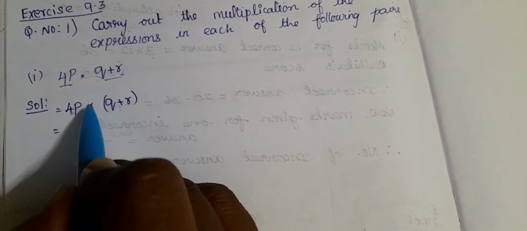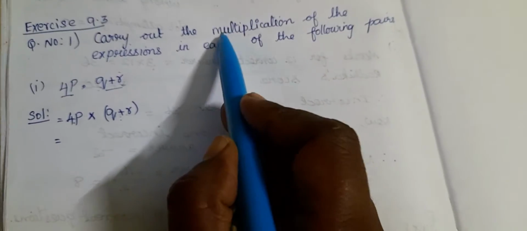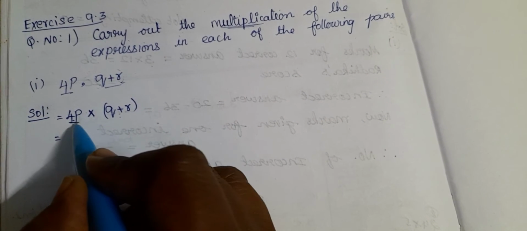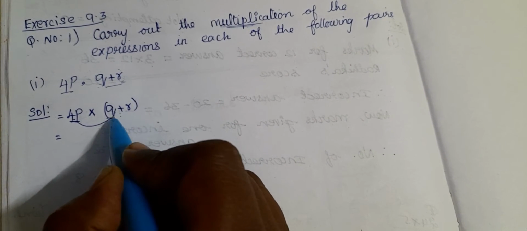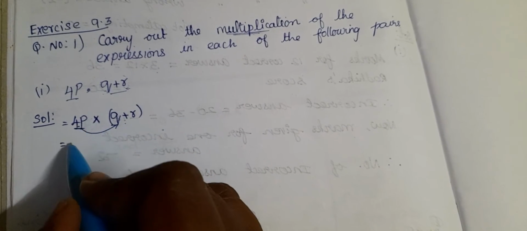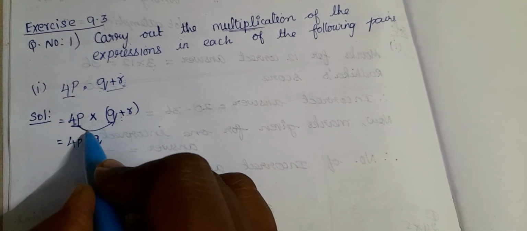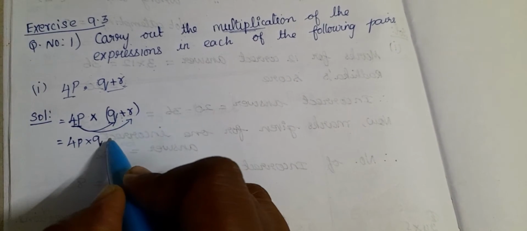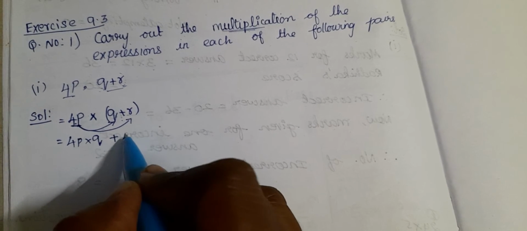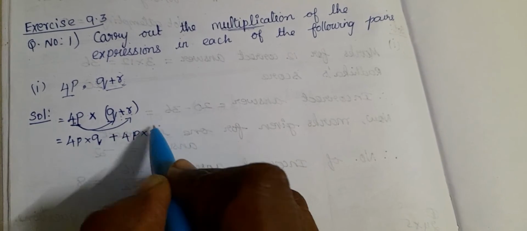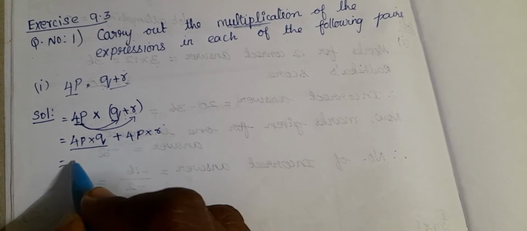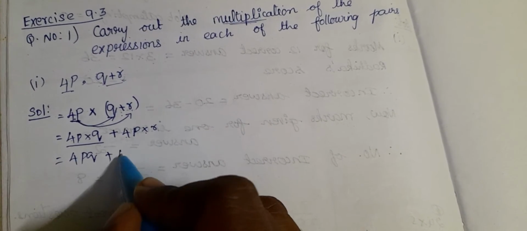So I have inserted a multiplication symbol as the question is multiplication. Now the monomial is going to multiply with each and every term of the binomial. So 4p multiplied by q. Again with 4p, see there is a plus, plus 4p multiplied by r. Now let us multiply: 4p into q is 4pq, plus 4p into r is 4pr.